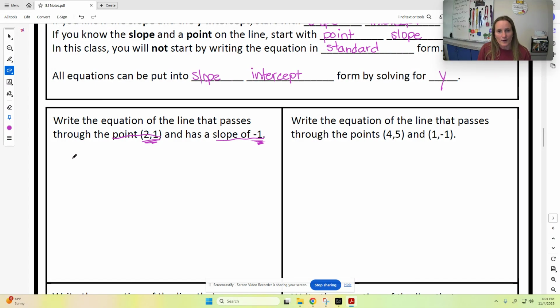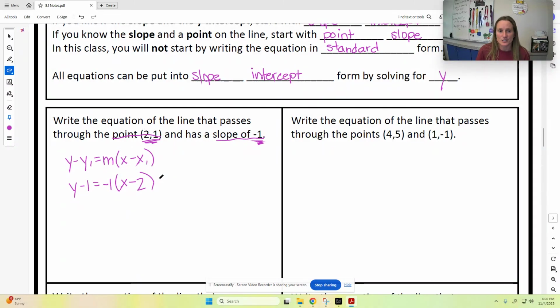I will tell you one way that is going to help you to memorize these different forms is to write the form of the equation out before you start plugging in numbers. So if we're starting with point slope, let's start by writing y minus y1 is equal to the slope times x minus x1. If you write that enough times, it'll be committed to memory. So now let's plug in the values we have. y minus the y value of this point, which is 1, is equal to the slope, which is -1, times x minus the x value of the point, which is 2.